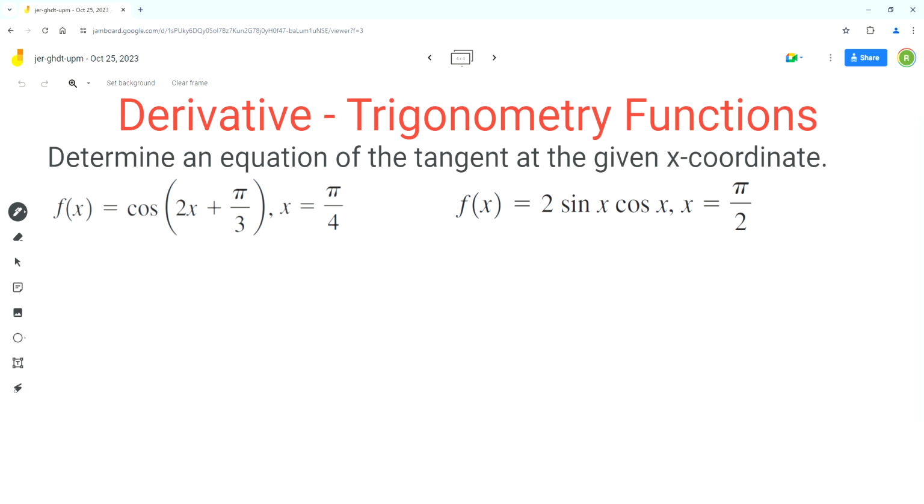We know that a tangent is a straight line and the general equation of a straight line is y equals mx plus b. So we have to find the slope, which is the m value, and the y-intercept, which is the b. We should start with the slope. The slope of the tangent is equal to the first derivative of the function at x equals pi over 4.